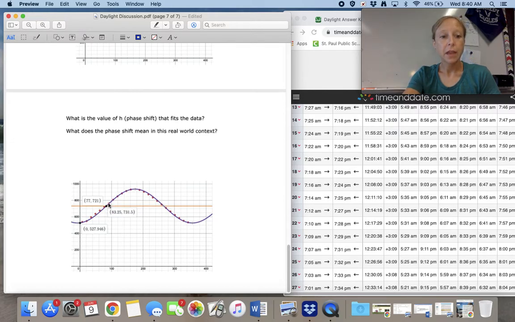If I think of a sine function, how far am I from this inflection point? How many days off is that? That will give me my phase shift. But then what does this mean? Why do we have this phase shift? Why doesn't the graph start exactly at the minimum? What is the reason for that? And there again, I'm going to let you think about that.